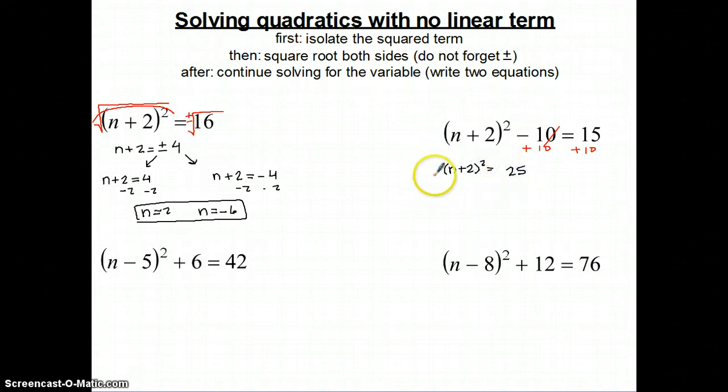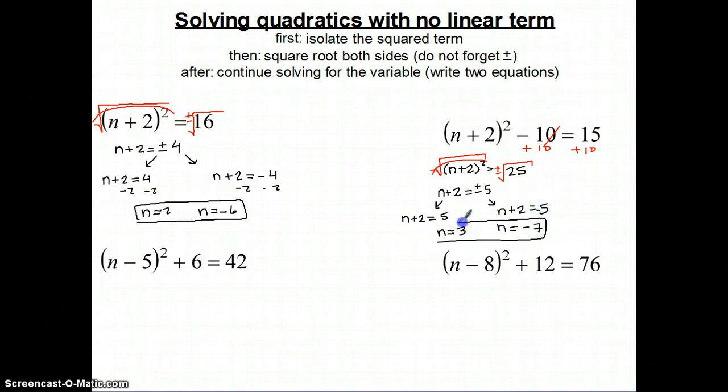After it's all alone, I may square root both sides to get rid of that exponent. I can't forget that plus or minus. So this cancels out, leaving me with just n plus 2 on the left. And on the right, the square root of 25 is 5, so I have positive or negative 5. To solve, I need to write two equations, one for my positive 5 and one for my negative 5. Solving each of these, subtracting 2 from the left, I find that n equals 3, and from the right, I find that n equals a negative 7.